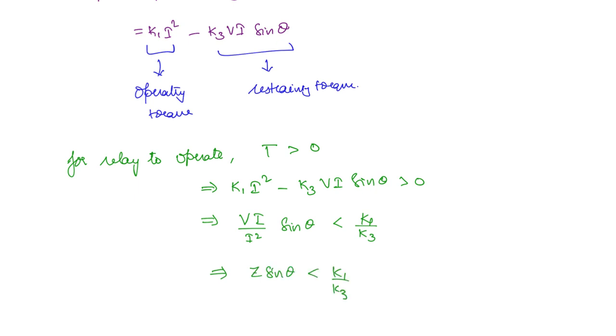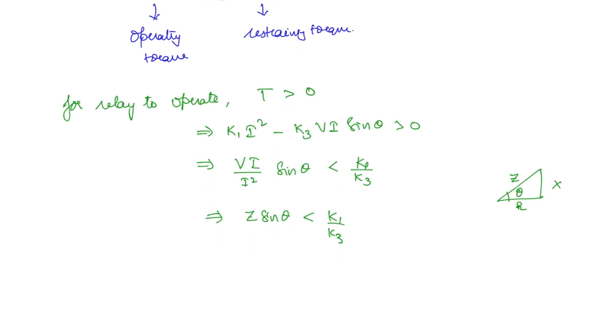Now what is Z sin theta? It is the reactance. If you take the impedance triangle, with Z, R and X, and angle theta, then Z sin theta gives you the reactance. So X should be less than K1 by K3. Because the relay operates on the basis of reactance, this is called the reactance relay.